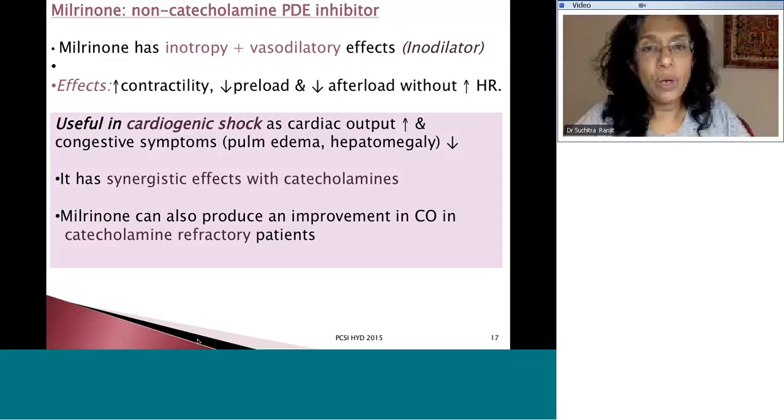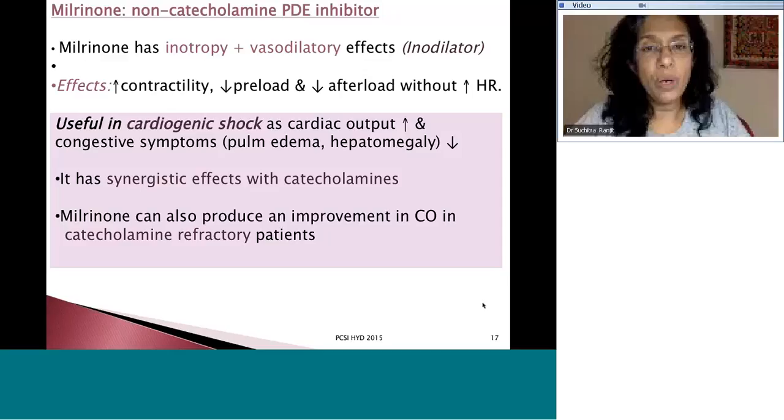So how does preload decrease with milrinone? Any of you can tell me? We all know that contractility improves and afterload decreases, but how does preload decrease? Preload decreases because of the vasodilatation, the circulating blood volume is pooled in the extremities and there's less venous return to the heart. So this can also accentuate hypotension. So try and avoid the use of milrinone if the patient is too volume depleted because hypotension can occur.